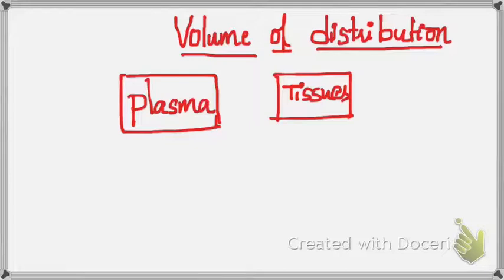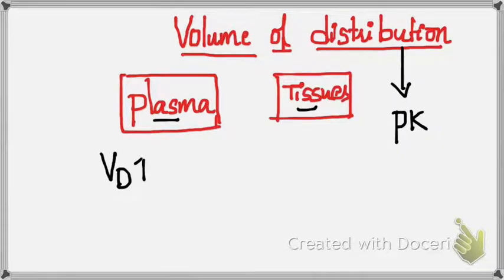In the last lecture, we saw volume of distribution of the drugs. So, the take home message from the last lecture was that volume of distribution is an important pharmacokinetic parameter which tells the drug's ability to remain in the plasma or to redistribute into the tissue compartments. So, if the volume of distribution is high, it means the drug is leaving the plasma and it is entering into the tissue compartments.